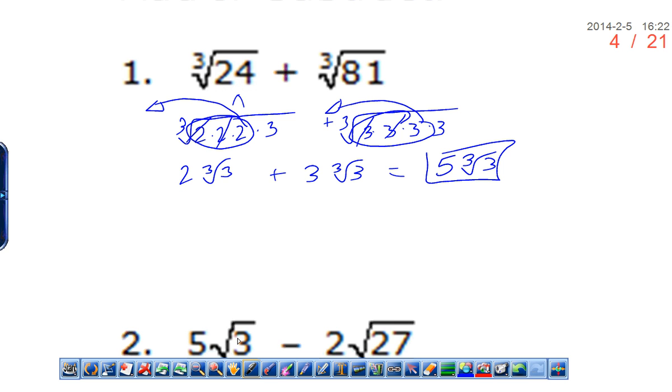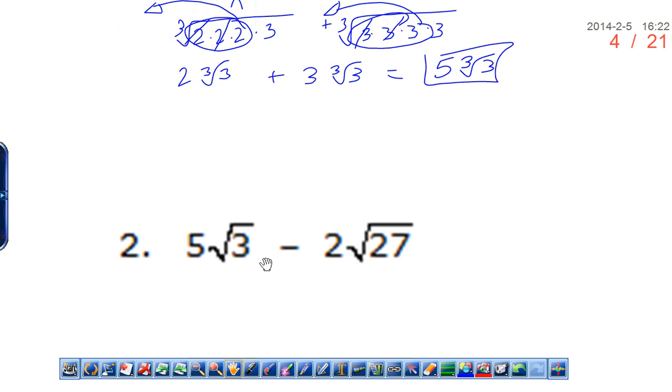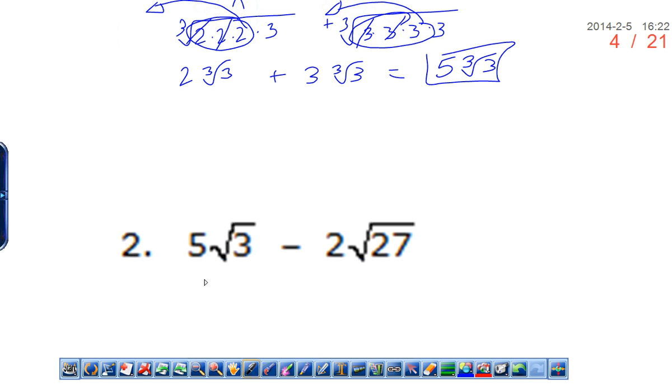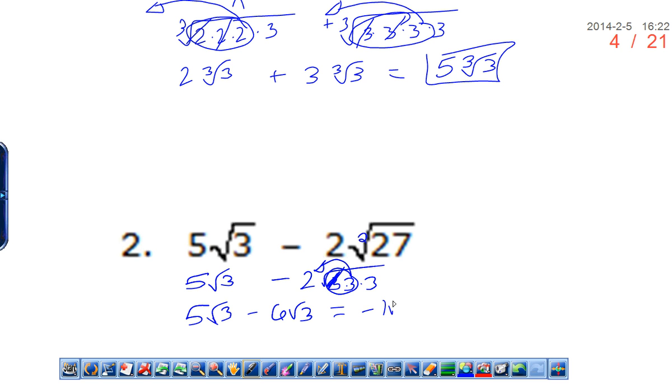On number 2, same idea. Can't break this one down at all, so that remains 5 root 3. But on this one, I can break it down to 3 3s, and my index is 2. So I take 1 away, and the other one goes to the outside. We multiply when we already have a number out there. So 5 root 3 minus 6 root 3. Well, 5 minus 6 is negative 1, then I add in the root 3. Cool?